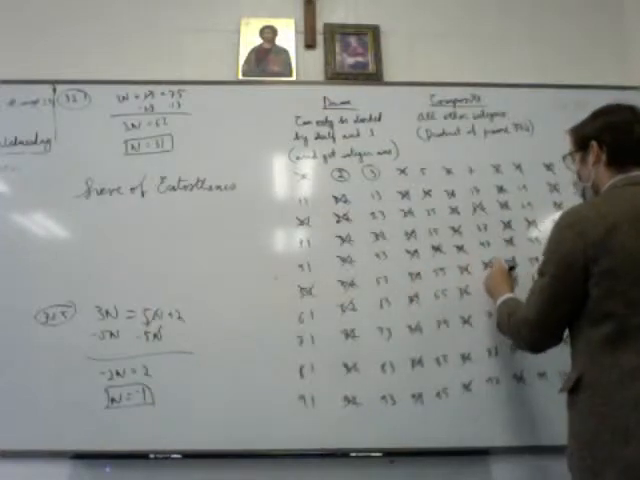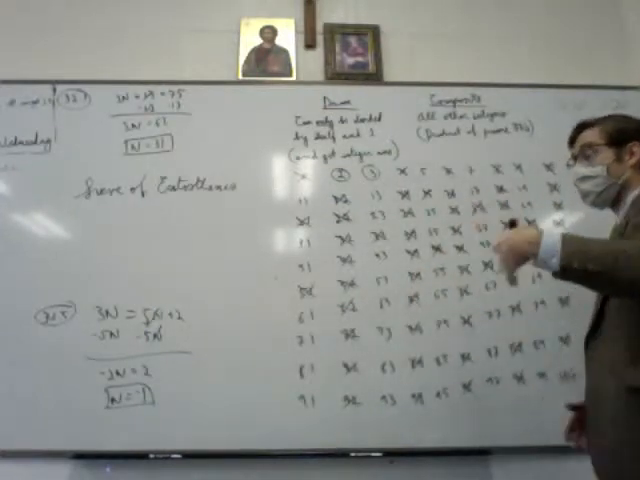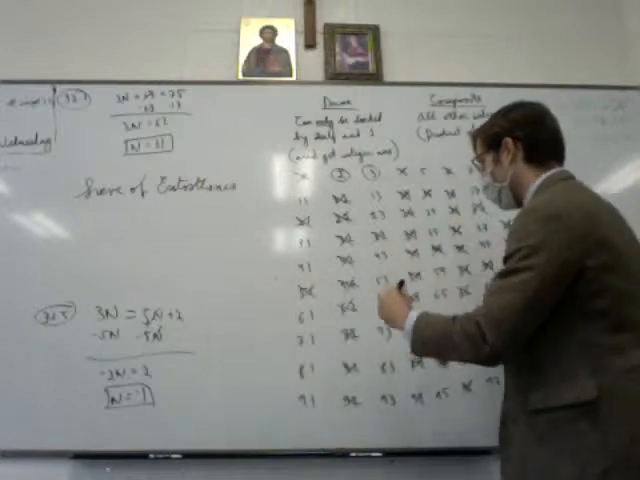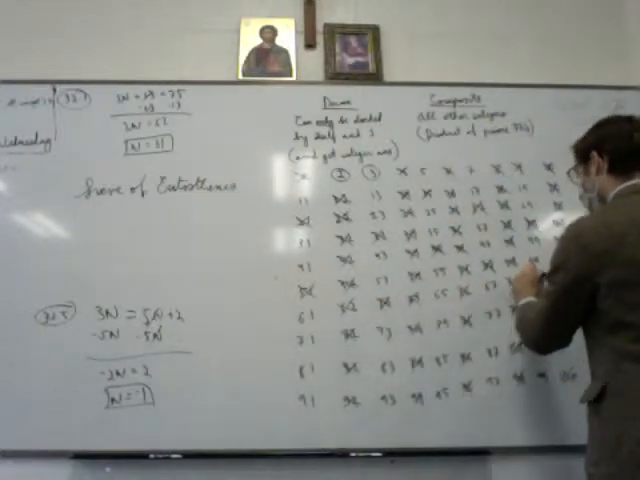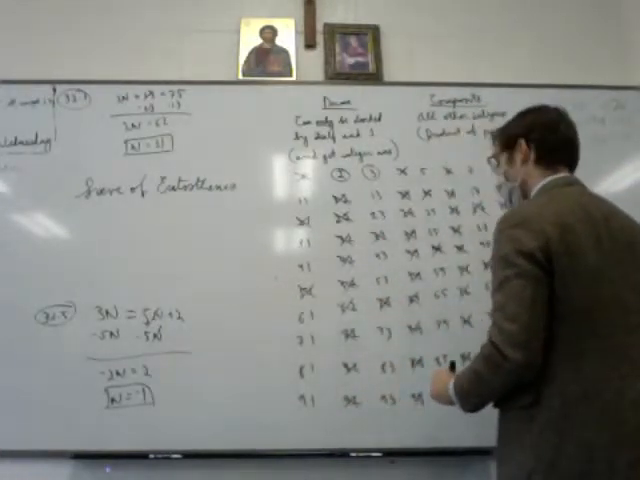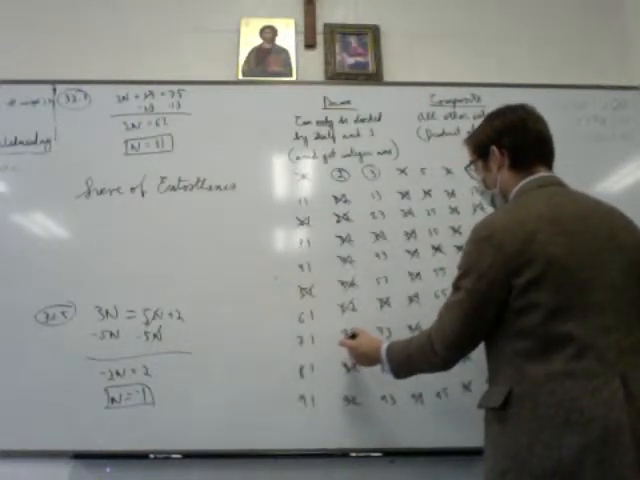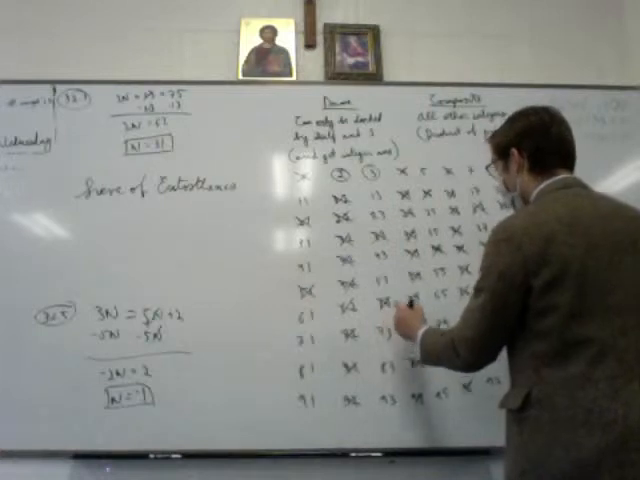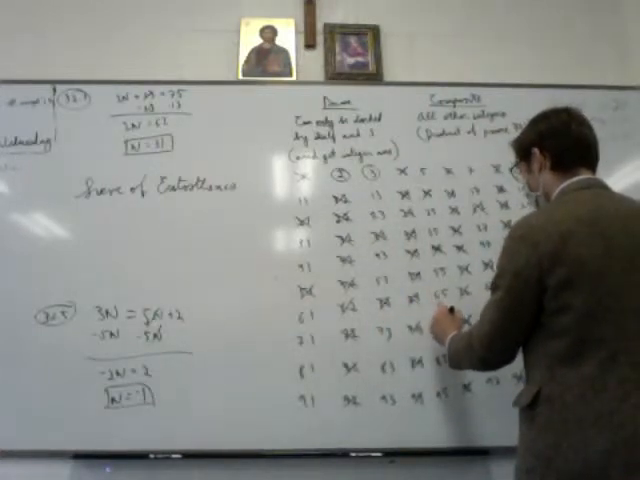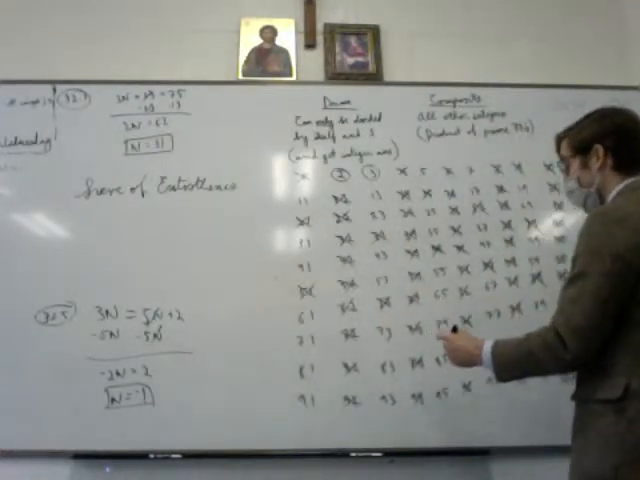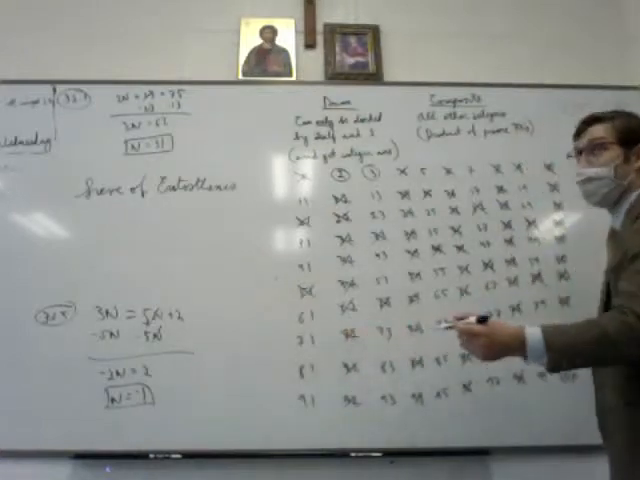57, 60, 63, 66, 69. Nice. 70, 72. Yeah, we're just counting by 3s, guys. After 72 comes 75.